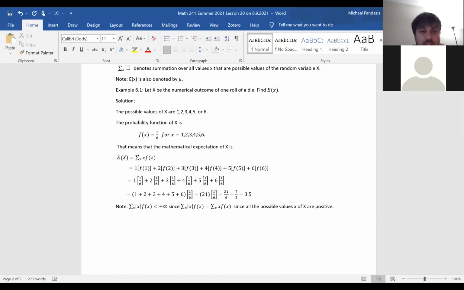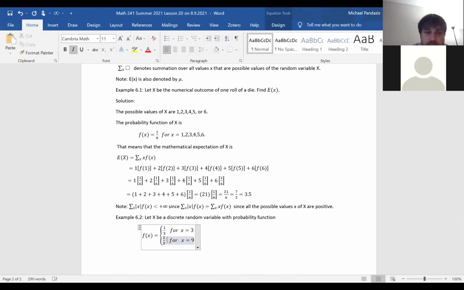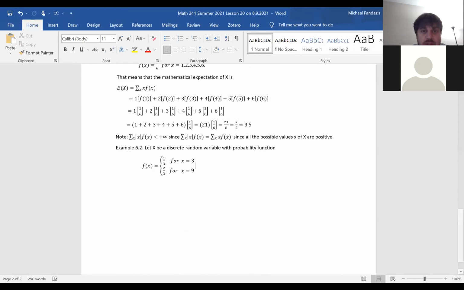Okay, so next is example 6.2. So let capital X be a discrete random variable with probability function f of x, which is equal to 1/3 for x equals 3, 2/3 for x equals 9. Okay, and so the problem is find E of X.